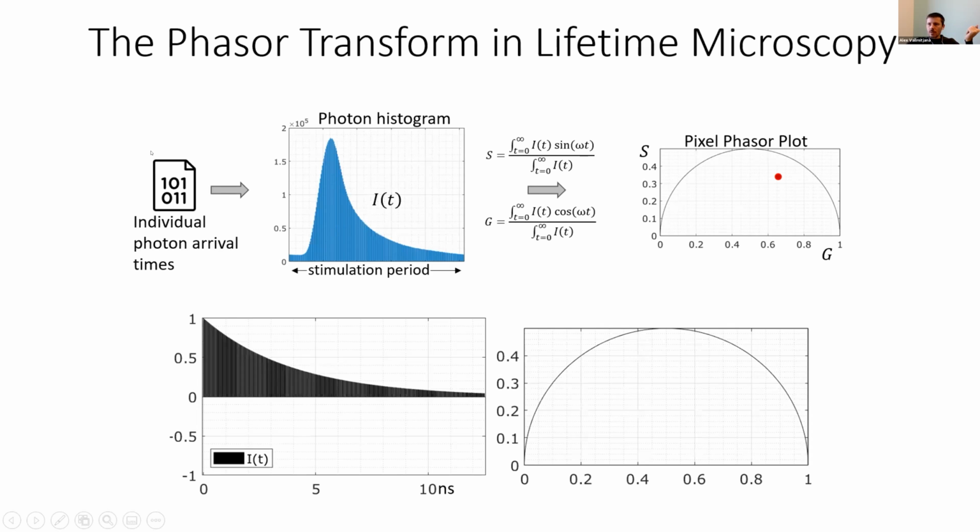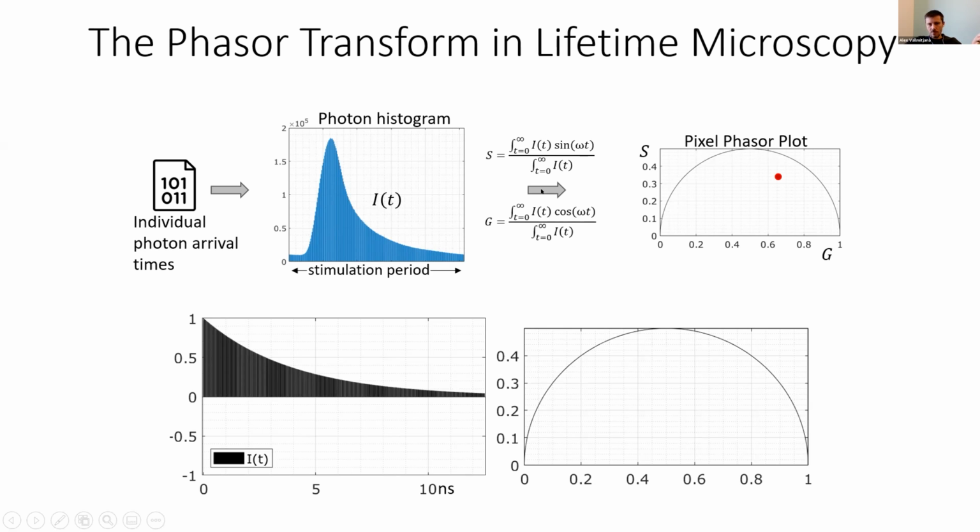You have your list of arrival times or a list of wavelengths assigned to each photon, and you build a histogram of photons at each pixel. In this case, it's lifetime information, so the intensity is a function of time. And this is the stimulation period, the time between 2 periods, which is usually in the megahertz. So this is nanoseconds between these 2 points. This shape, whatever shape it is, you map to the Phasor space using these 2 equations.